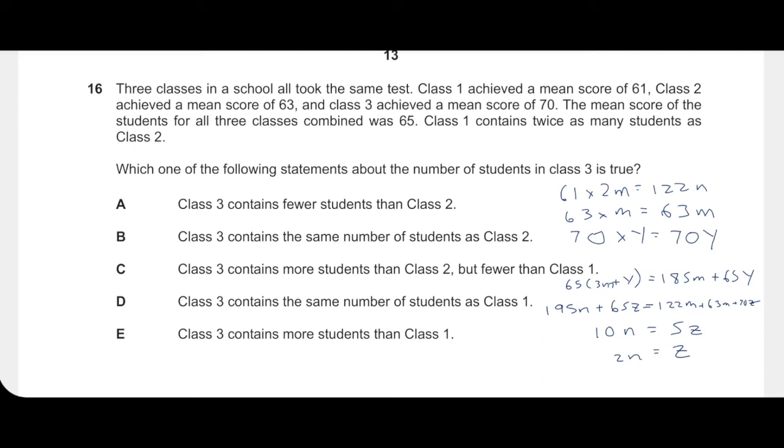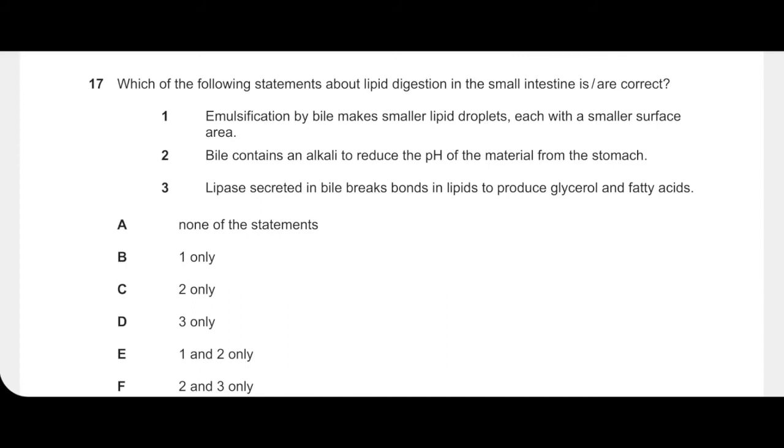So, the number of students in Class 3 was the same as the number of students in Class 1 and twice the number of students in Class 2. Therefore, D is the correct answer to this question. That's question number 16 completed. Question number 17. Which of the following statements about lipid digestion in the small intestine is / are correct?